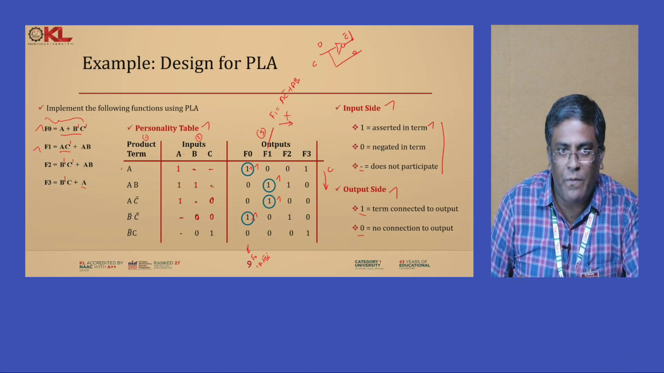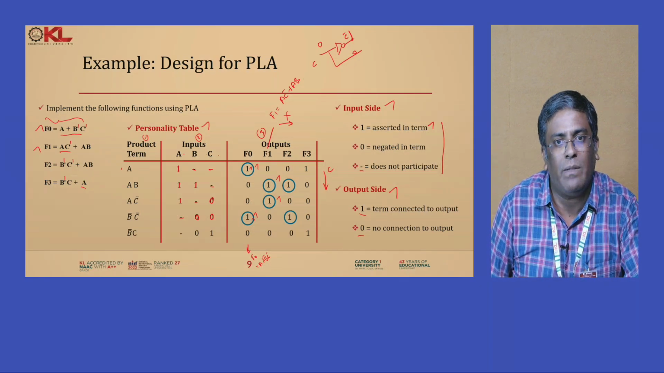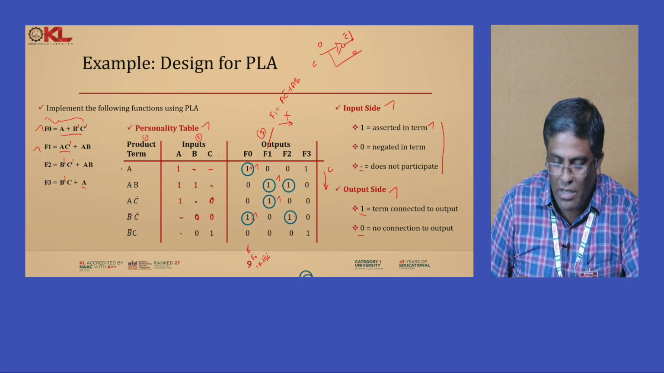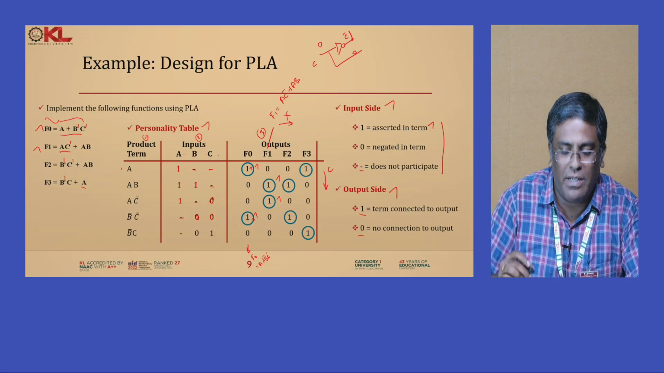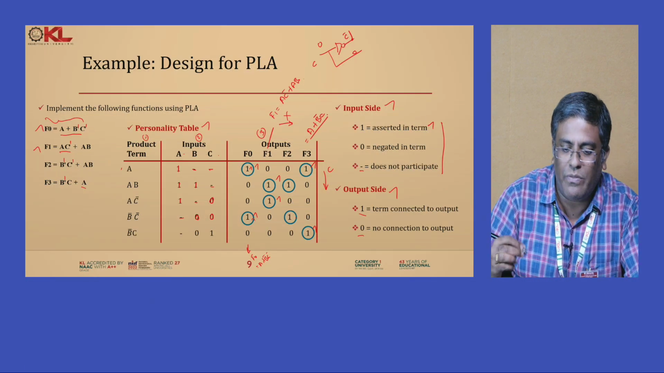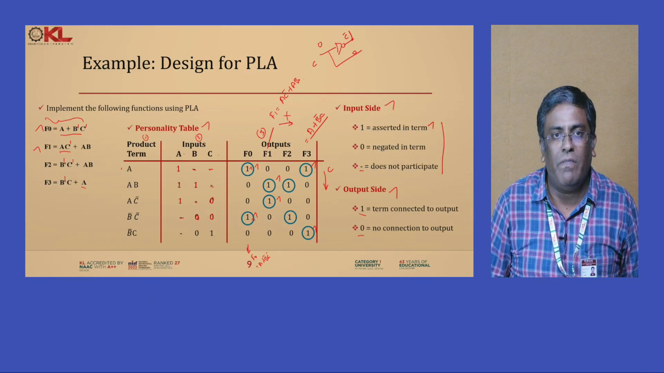I hope now you are able to fill in F2. What is F2 going to be? F2 is nothing but B bar C bar plus AB, so B bar C bar plus AB is going to be available, followed by F3, which is nothing but A plus B bar C. So F3 is equal to A plus B bar C. So we can implement it in a simple way like this.